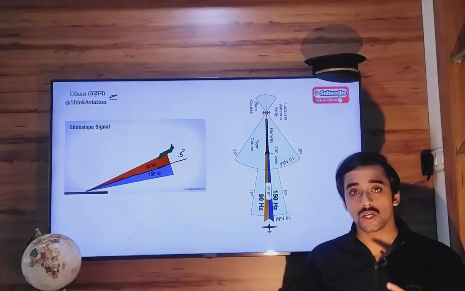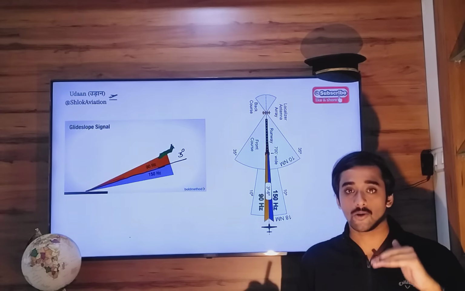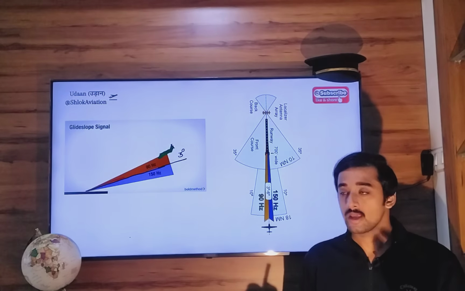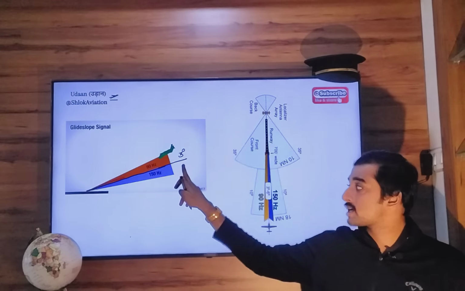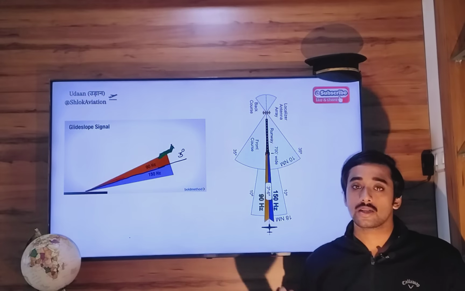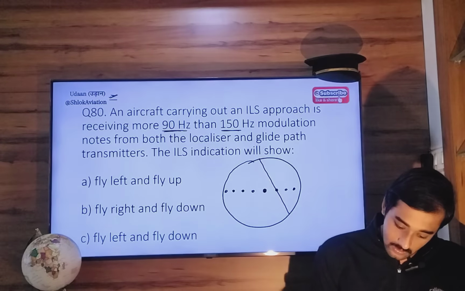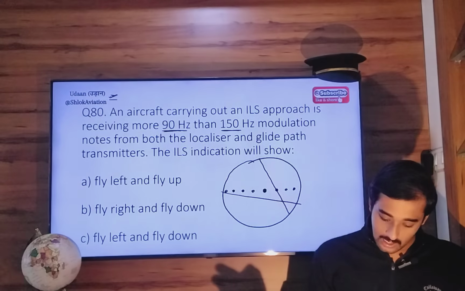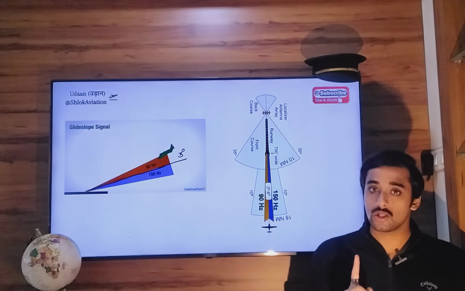So what is the solution to that? You will be told by the CDI indicator to fly downwards, or one dot down, 2 dots down, whatever. So if you have deviated upwards, the solution is to go downwards in order to intercept this 3-degree glide path and then fly that glide path to the touchdown of the runway. So the glide slope needle will move down like this, telling you to fly down because that's where your 3-degree glide slope is located.